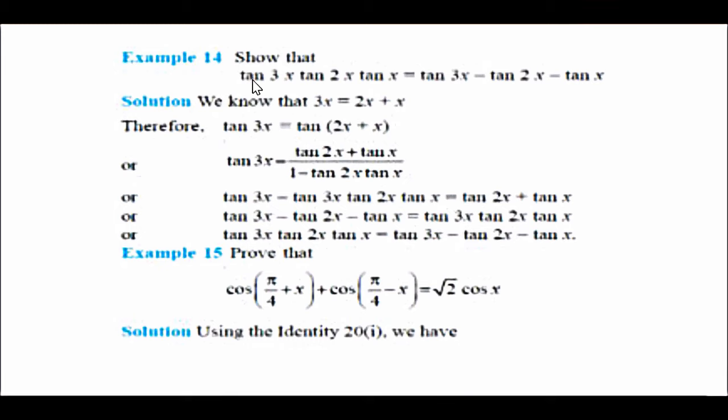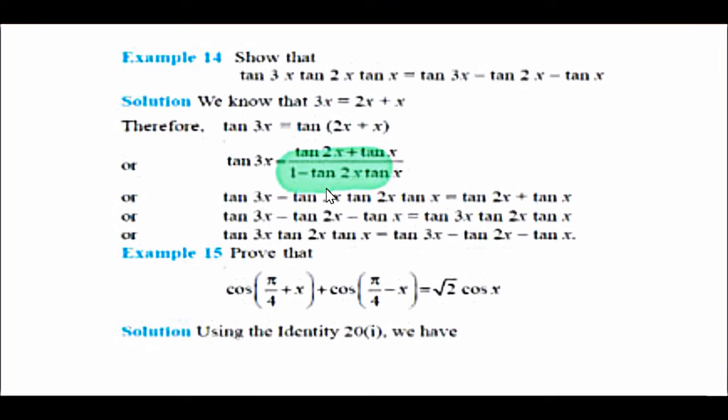We have to show that the product tan 3x tan 2x tan x is equal to the subtraction like this, tan 3x minus tan 2x minus tan x. For this, what we are going to use is, we know that 3x is equal to 2x plus x. Let us take tan on both the sides. So tan 3x will be tan of 2x plus x. But now for this tan of 2x plus x, we can use the identity, that is tan 2x plus tan x by 1 minus tan 2x tan x.